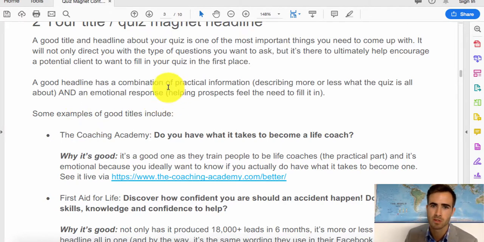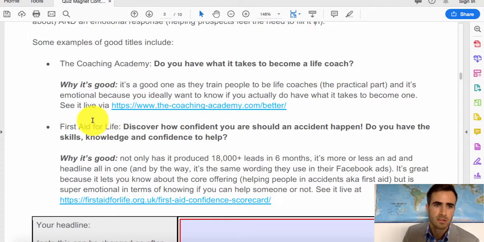As it says here, helping prospects feel the need to fill it in. In other words, they really want to fill it in because they want to find out something about themselves. So we've got 2 good examples here of quizzes that have been doing really well in terms of conversion rates and also number of leads they have.